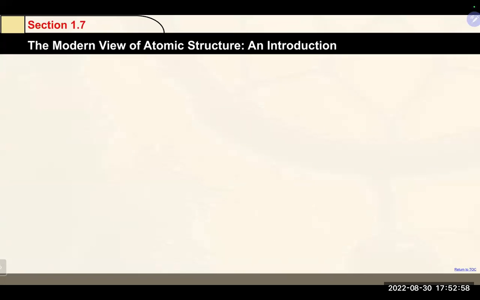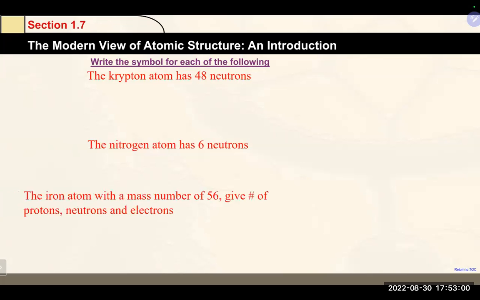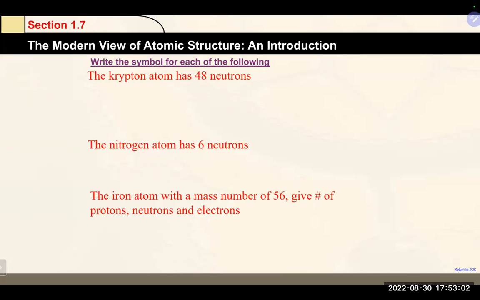All right, let's try a few more here. Why don't we write the symbol with the mass number and the atomic number for each of these? Krypton, nitrogen, and iron. Let's also give the protons, electrons, and neutrons for each. All right, let's take a look here and see how we're doing.